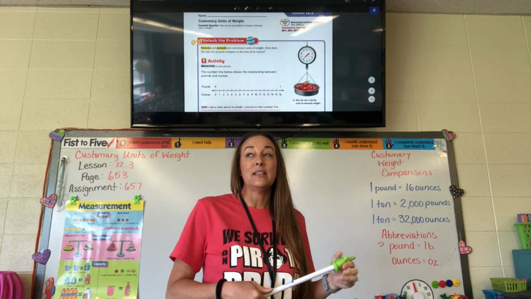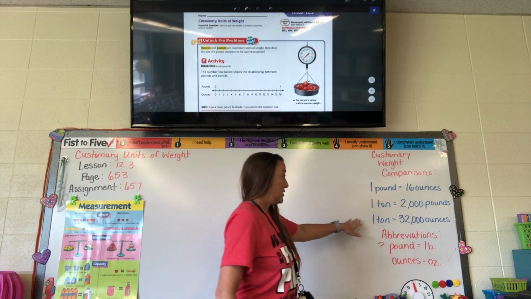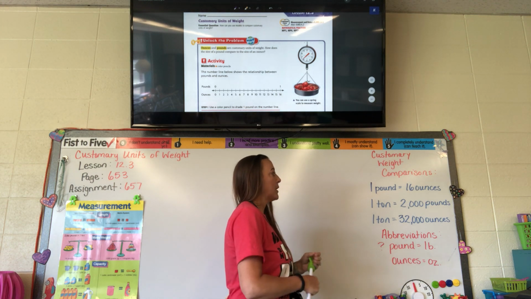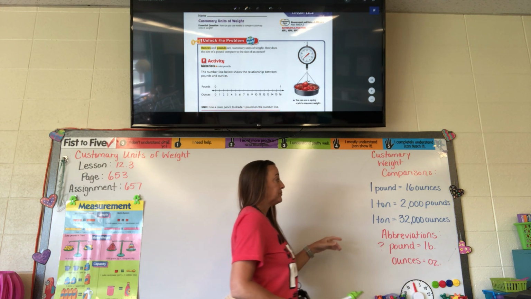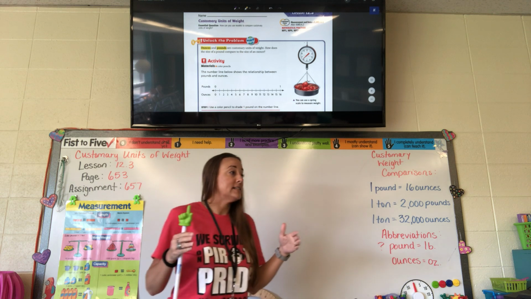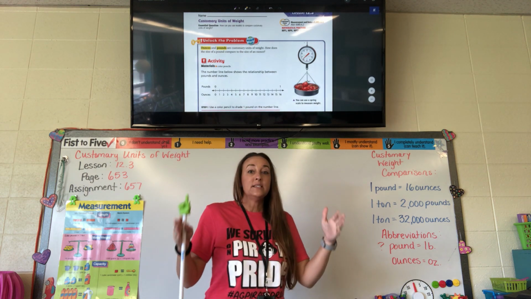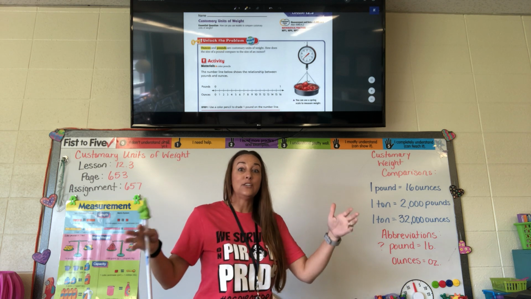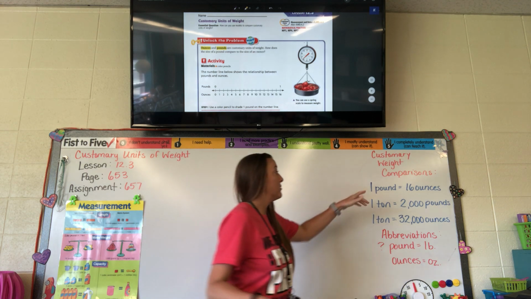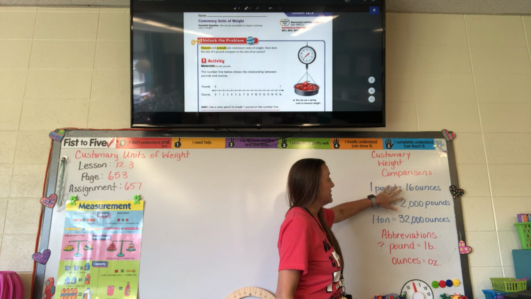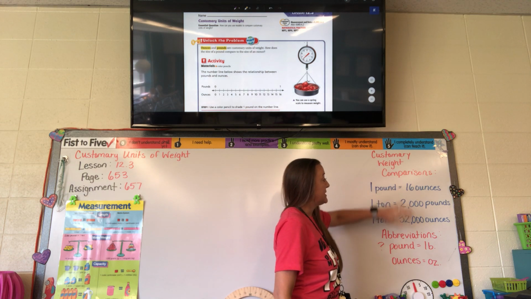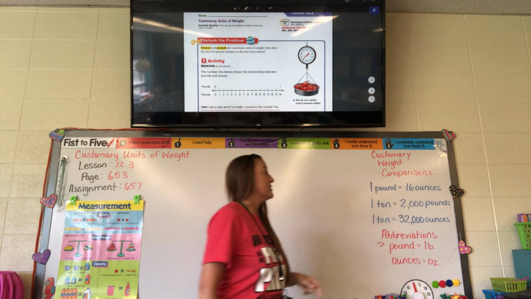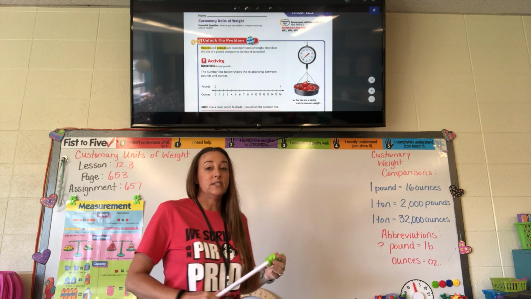I don't think that there are any problems where you need to know this, but the way that I got that is if I know that 1 ton has 2,000 pounds in it, and each one of those 2,000 pounds has 16 ounces, 2,000 times 16 ounces is 32,000 ounces in 1 ton.